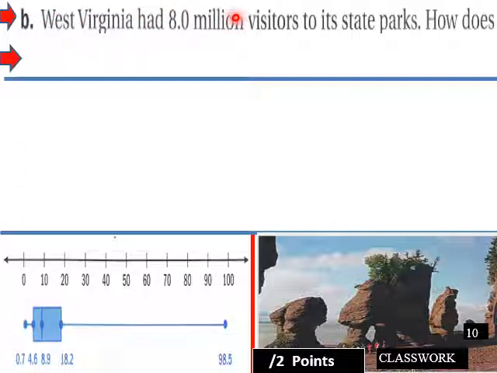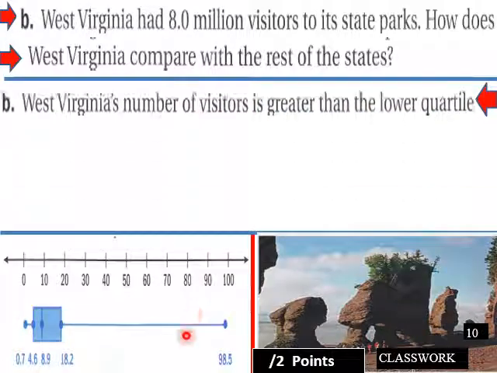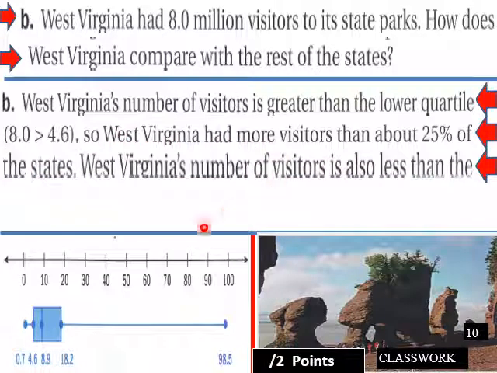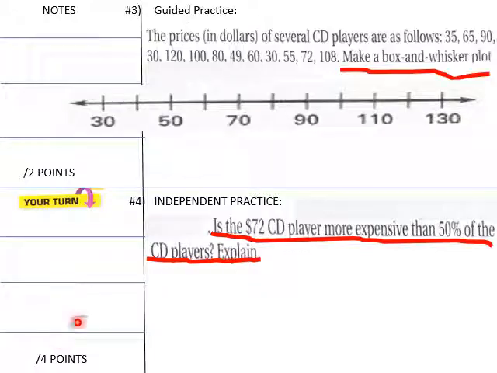West Virginia had 8.0. How does West Virginia compare with the rest of the states? West Virginia's number of visitors is greater than the lower quartile. The lower quartile would be here, 4.6. So West Virginia had more visitors than about 25% of the states. West Virginia's number of visitors is less than the median. It's less than 8.9. So West Virginia had fewer visitors than about 50% of the states. That's a quick way of assessing that.